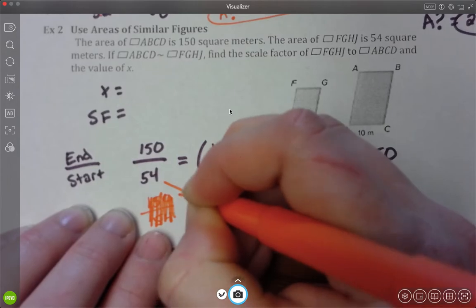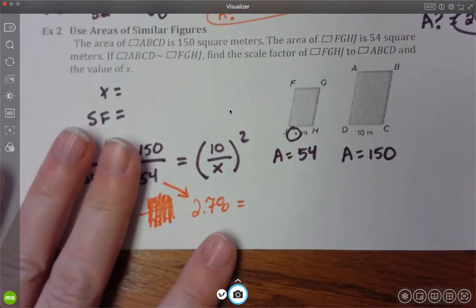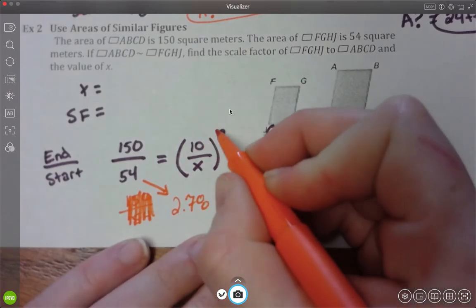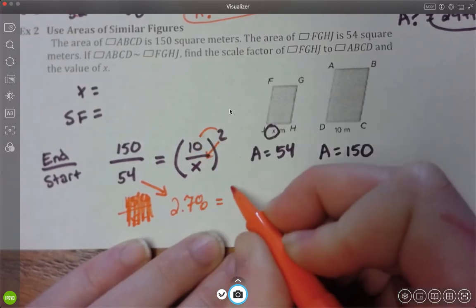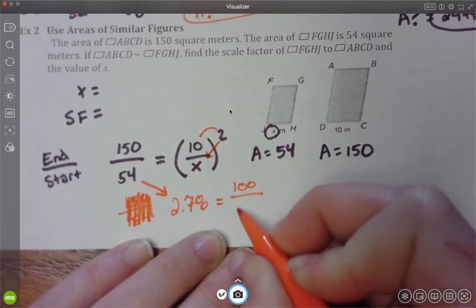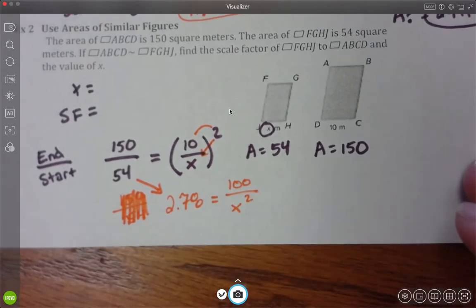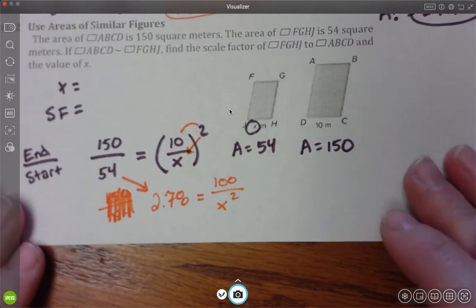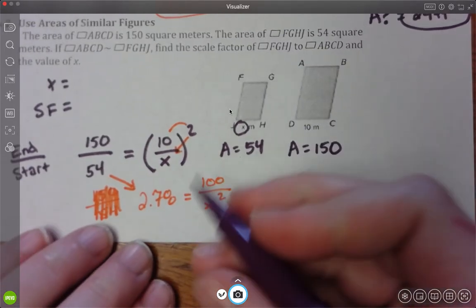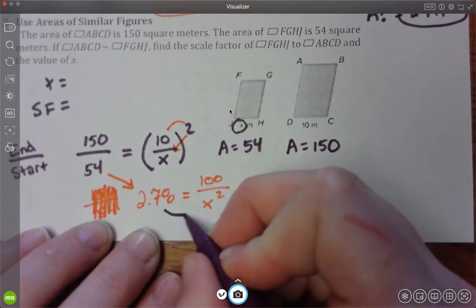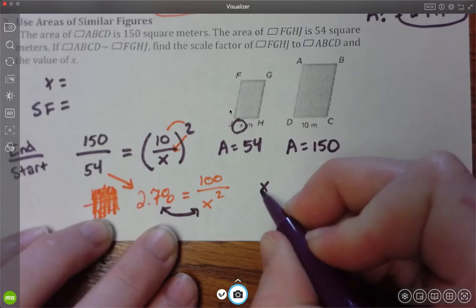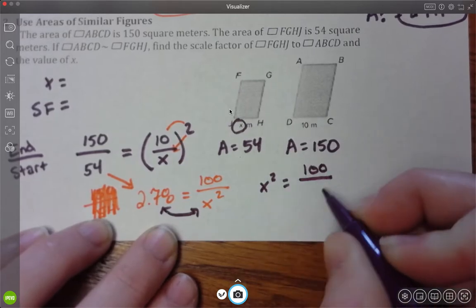Now, what I'm going to do here is distribute the square through. So this will be 10 squared, which is 100, over x squared. And now we just have to do a little bit of algebra to switch this around. When you have that x squared in the bottom there, we talked about this before, those two things can switch places with each other. So it would look like x squared equals 100 divided by 2.78.